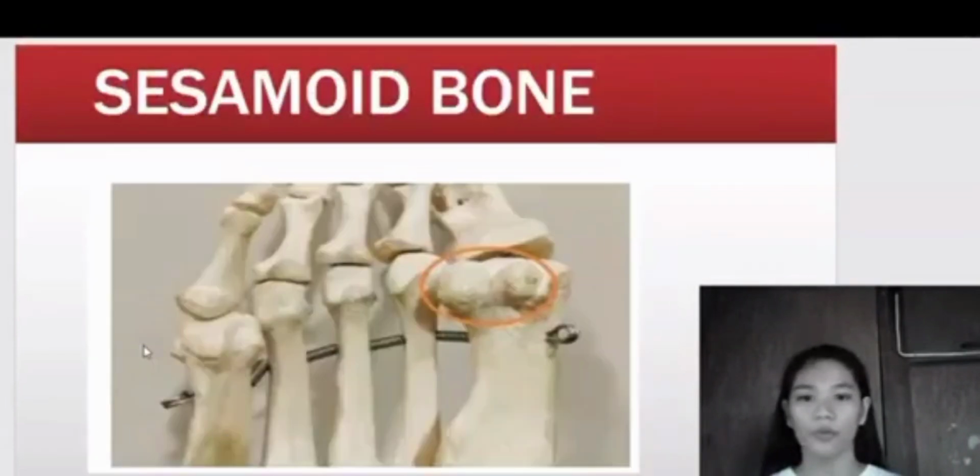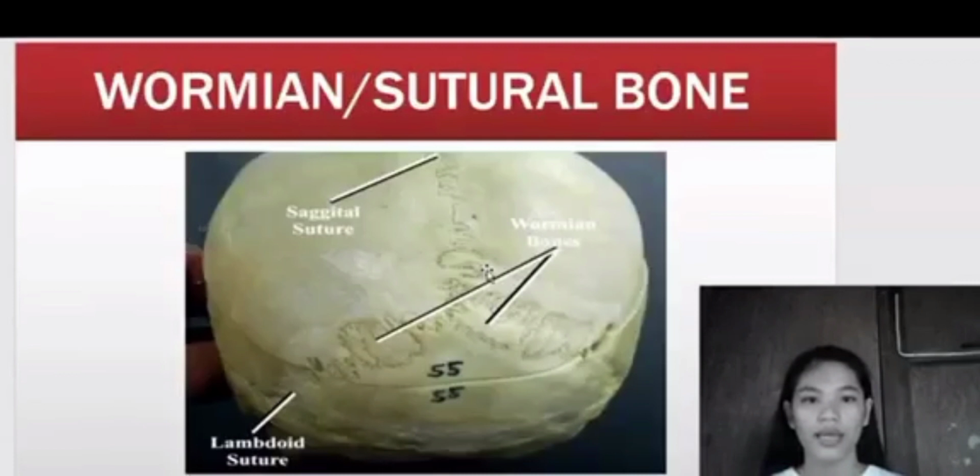Okay, let's discuss the extra bones. First is the sesamoid bone. A sesamoid is a bone embedded in a tendon. This is an example of a sesamoid bone. Next is the wormian. These are additional bones sometimes found between the cranial sutures of the skull bone. This one.